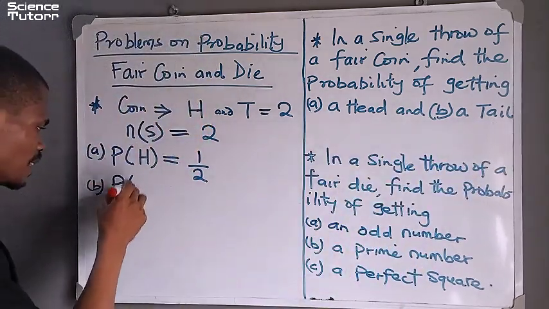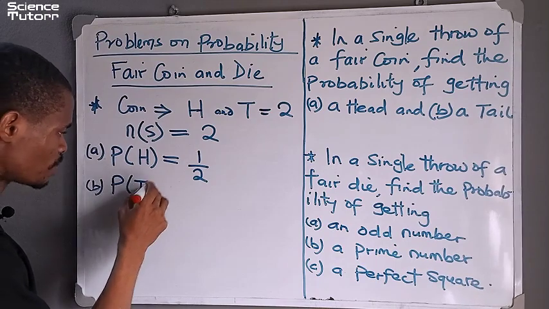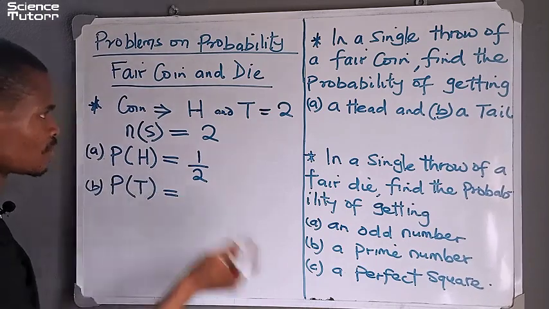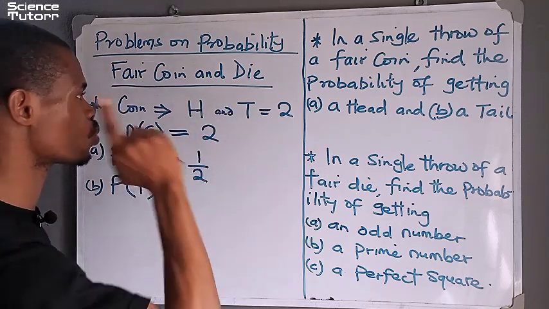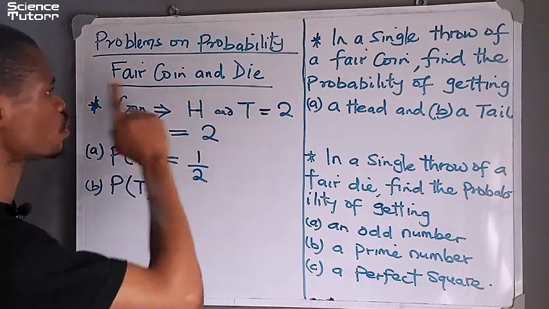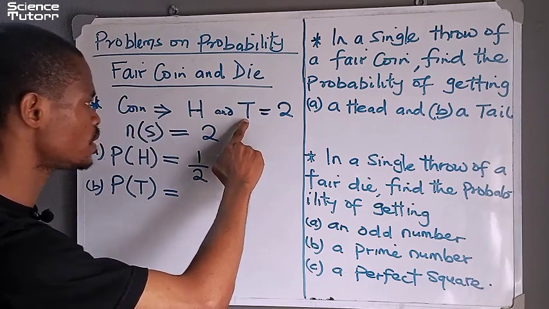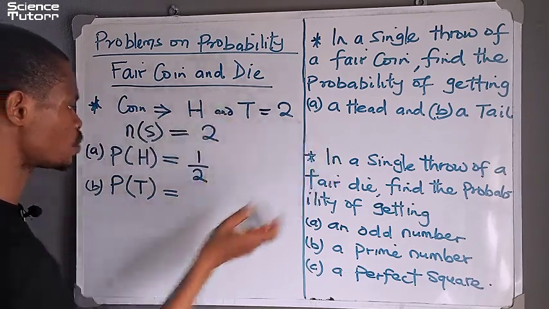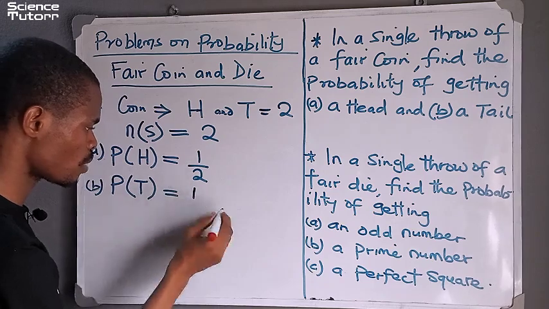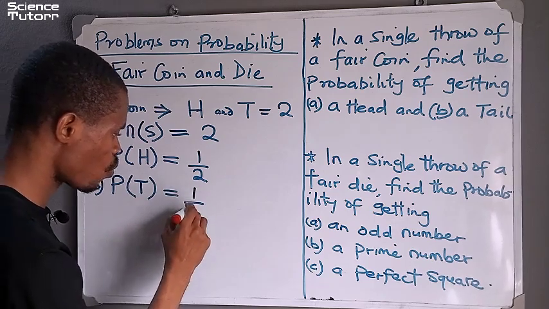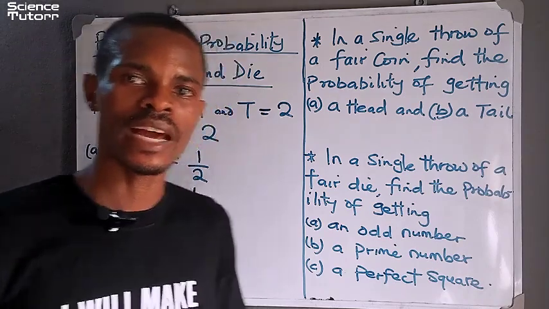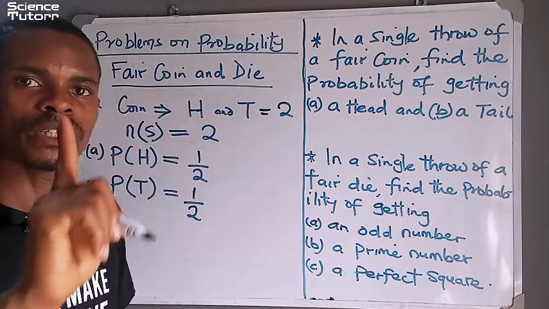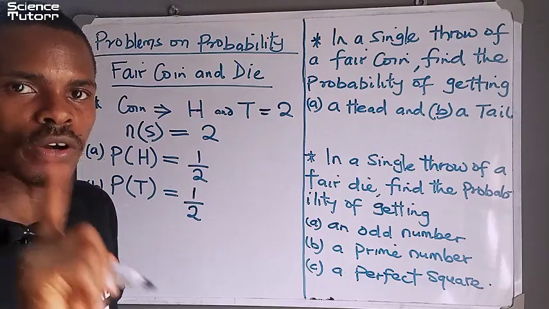The second part of the question says probability of getting a tail. I'm going to use T to represent a tail. So how many tails do we have when I throw a single fair coin once? I have just 1 tail, so 1 out of the 2 outcomes. So the probability becomes 1/2. This is a simple way to analyze problems involving a single coin.